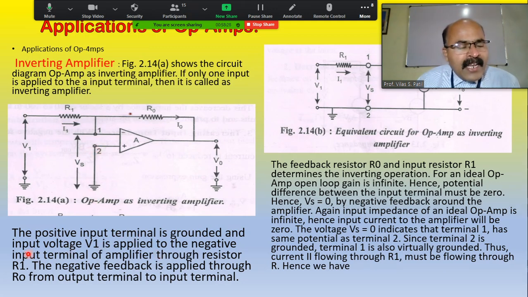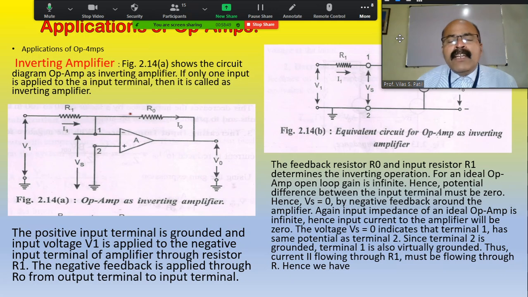V1 is applied to the negative input terminal of the amplifier through resistor R1. हे V1 दिलेलं आहे, रेजिस्टर R1 मधून दिलेला आहे. The negative feedback is applied through R0 from output terminal to the input terminal. निगेटिव्ह फीडबॅक ह्या R0 मधून इथं दिलेला आहे. हा कॉम्बिनेशनल पॉइंट आलेला आहे.